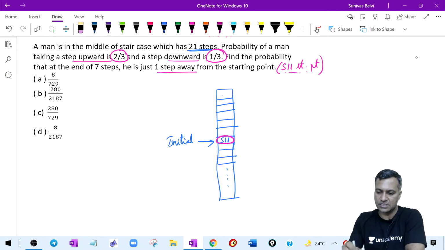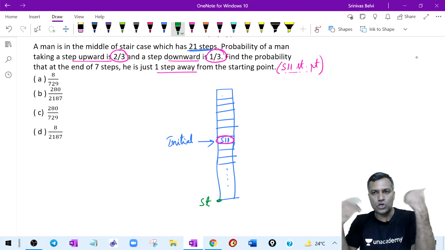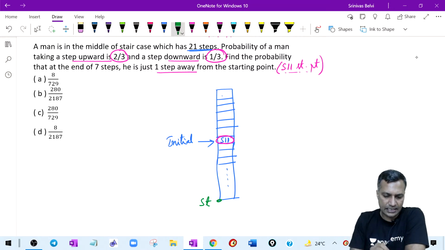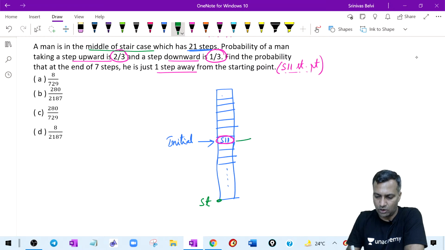See, if he's in the middle of the staircase, now listen to me, all of you. You might think that the bottom is the starting point, but that is ruled out. How can you rule it out? He's saying that you are in the middle of the staircase, which means you are at the center. Middle of the staircase means around step number 11.